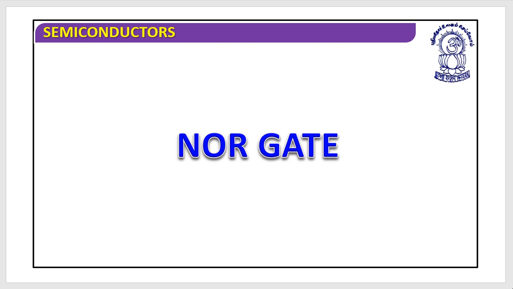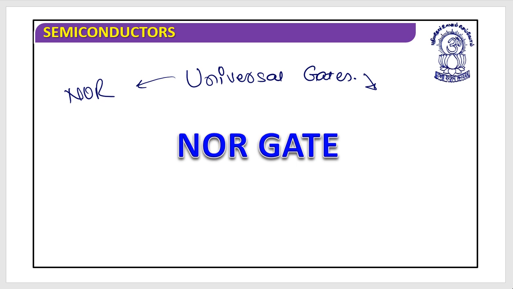Now we are going to discuss the universal gates. Basically we have two gates as the universal gates. One of them is the NOR gate and another is the NAND gate. They are said to be universal gates because with the help of NOR and NAND gates we can design any of the gates of our choice. So that's why these gates are known as the universal gates.